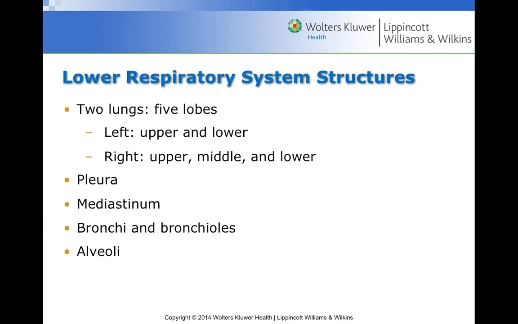Now, when looking at the lower respiratory system, this is the more interesting part. This talks about your lungs, your two lungs. You have a right and a left. So your left has an upper and a lower, whereas your right has three. It has an upper, middle, and a lower. You have the pleura, mediastinum, your bronchi, your bronchioles, and your alveoli. Again, review any of this A and P that you need to refamiliarize yourself with. And it starts in your text on 465.